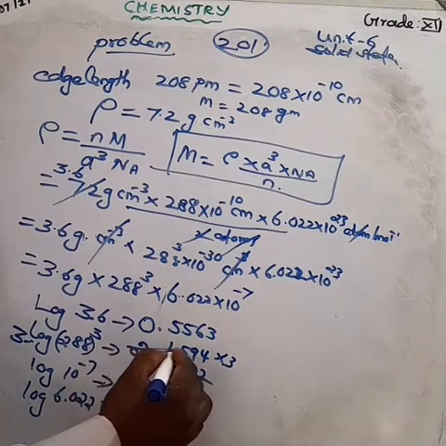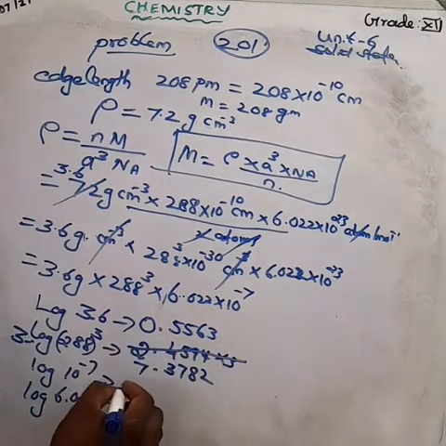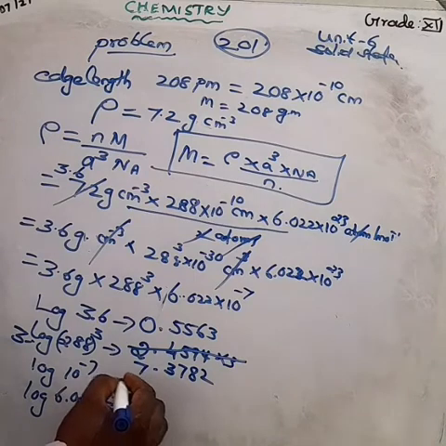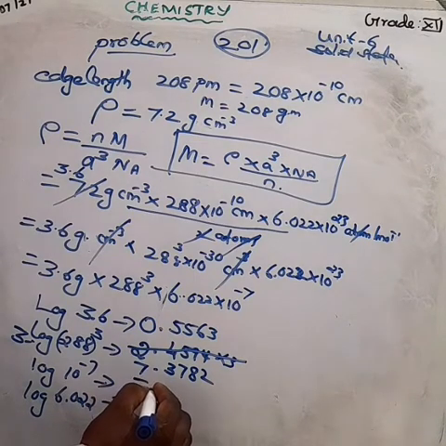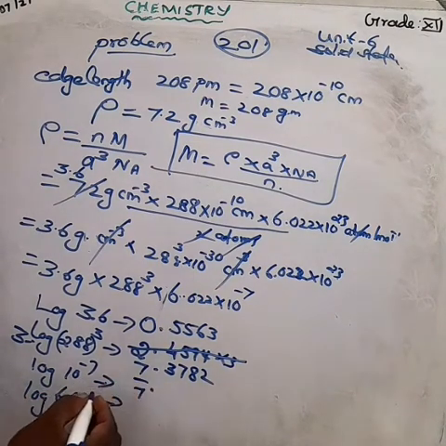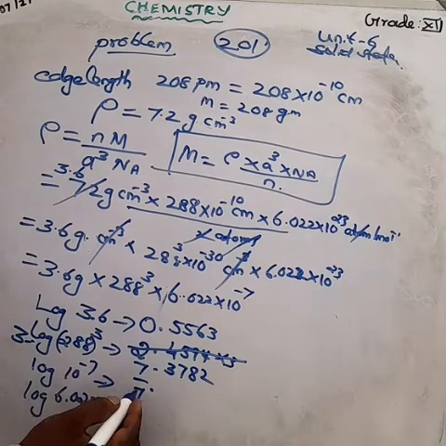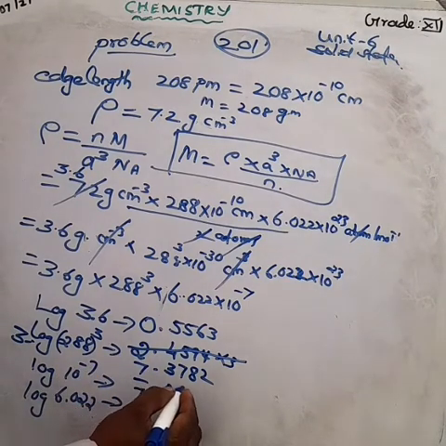Next, log of 10 raised to minus 7. 10 raised to minus 7 gives bar 7. Bar 7 means negative, that is bar 7 point. Log of 10 means 0, 0, 0, 0.